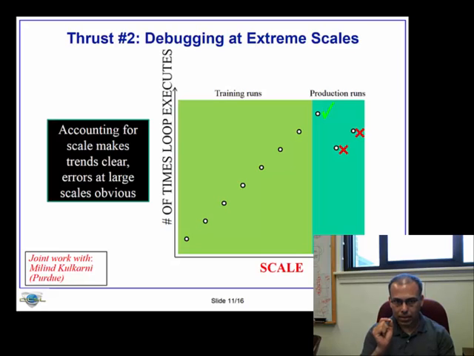And the intuition is that if you take into account the scale, the behavior of your application follows a certain pattern with the scale. And so in this thrust, we are looking at debugging problems in distributed applications at various different kinds of scales and various different domains.